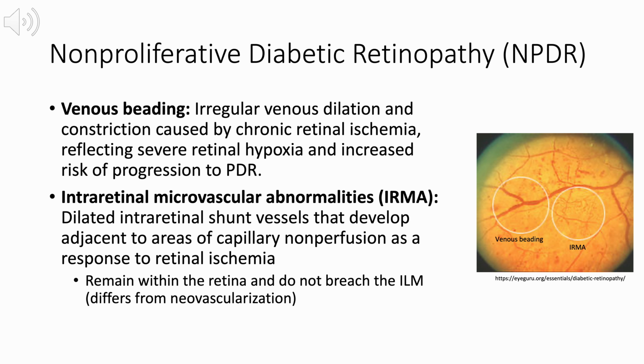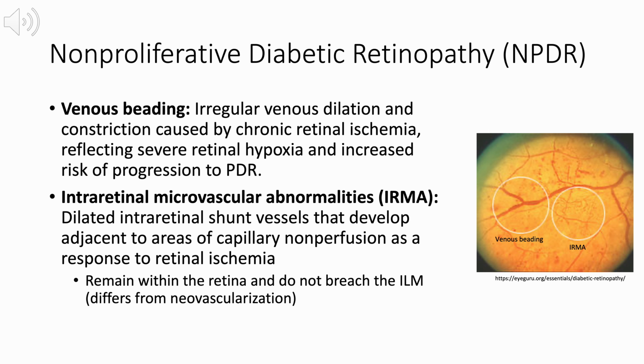We now complete our catalog of NPDR findings with the two lesions that carry the greatest prognostic weight. Venous beading is irregular venous dilation and constriction caused by chronic retinal ischemia. It reflects severe retinal hypoxia and signals an increased risk of progression to proliferative disease. Think of the vein as losing its uniform caliber under sustained hypoxic stress, taking on a segmented, sausage-linked appearance.